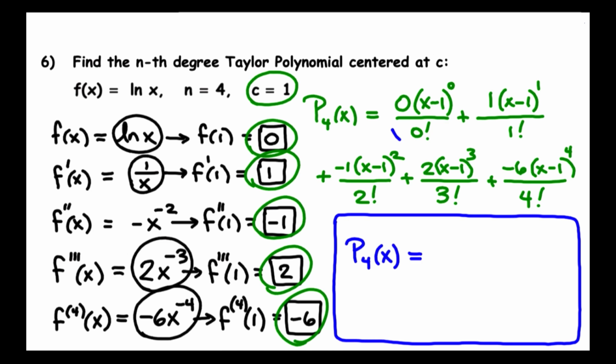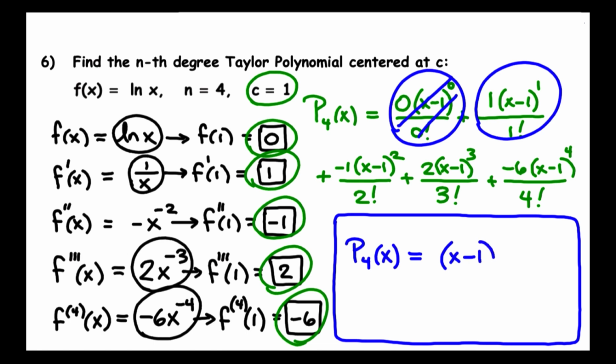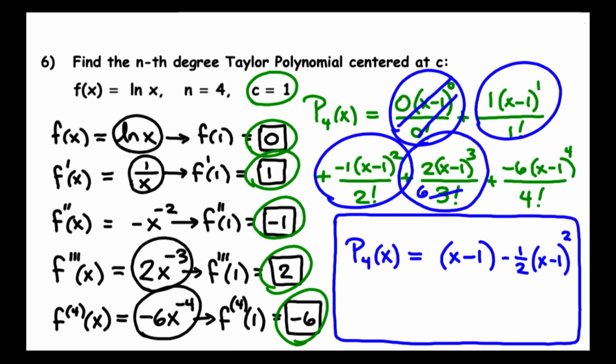All right, as I mentioned, this is 0. This is just simply x minus 1. Minus 1/2 x minus 1 squared. Plus 3 factorial is 6. That's going to be 1/3 x minus 1 cubed. And of course, 4 factorial is 24. 6 cancels into 24. That's going to be -1/4 x minus 1 to the fourth.